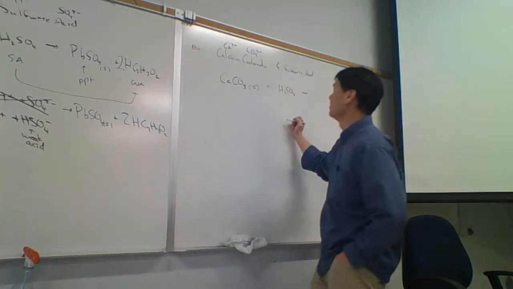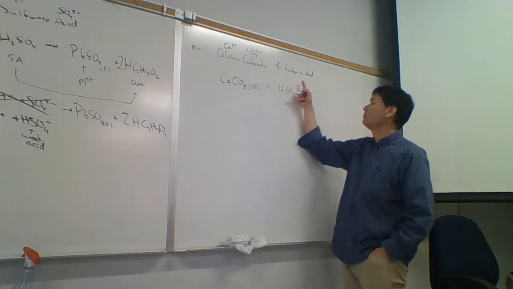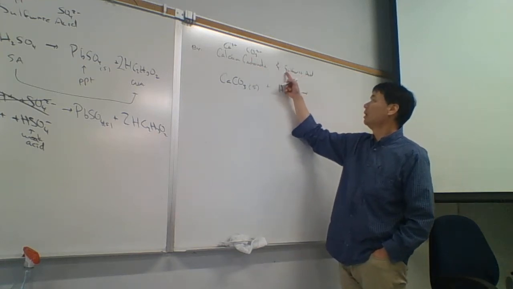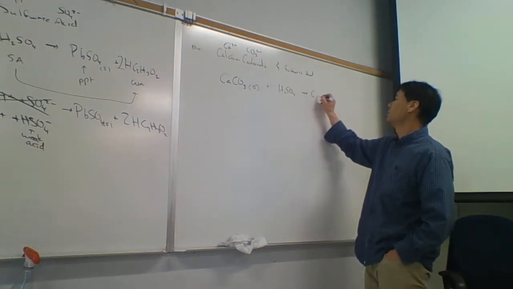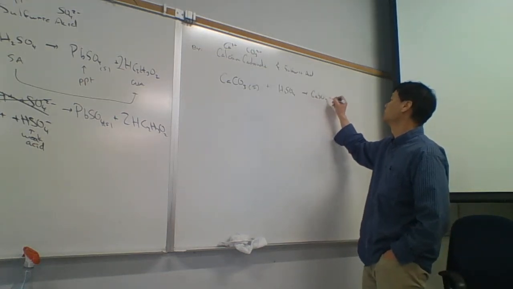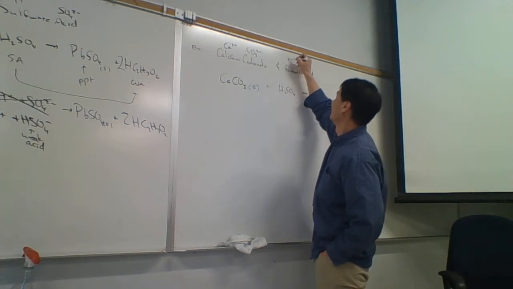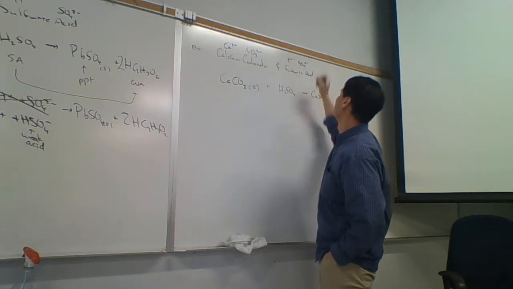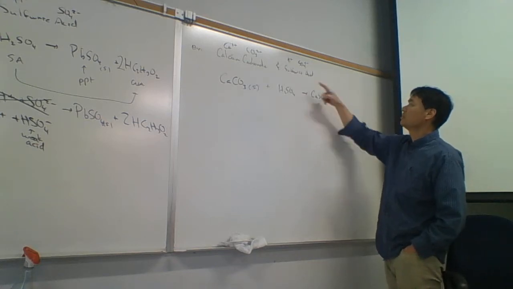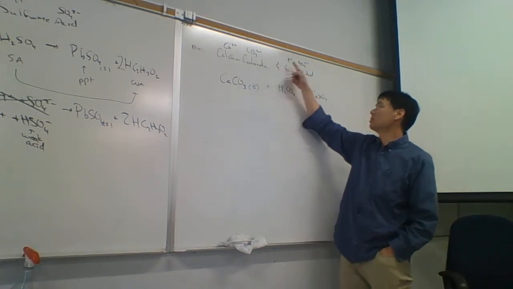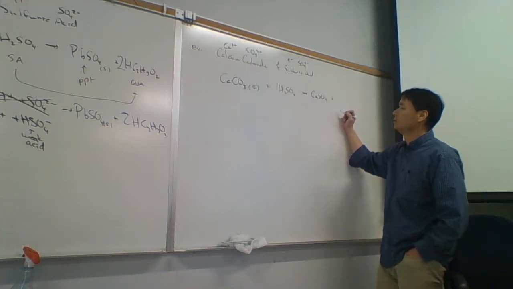So what's going to happen? It's going to form calcium sulfate and hydrogen carbonate. So calcium sulfate is CaSO4. So this is Ca 2 plus and SO4 2 minus. And then hydrogen carbonate, well, hydrogen's plus 1, carbonate's minus 2. So how many hydrogens do we need for that? 2.